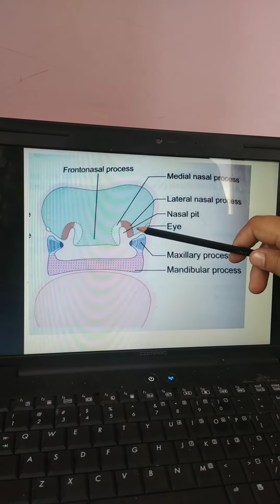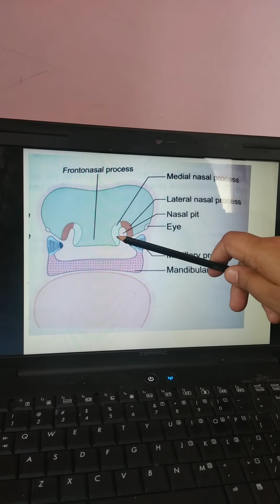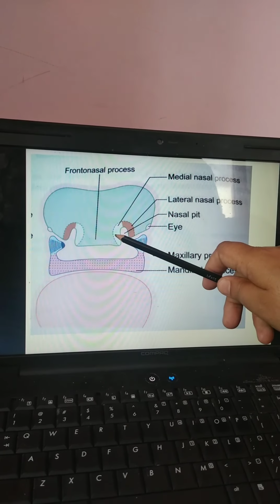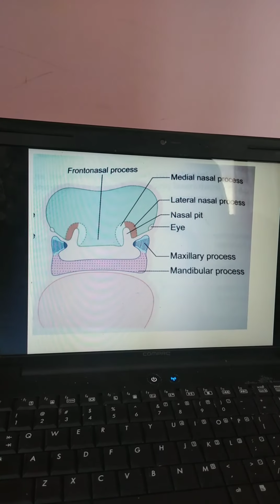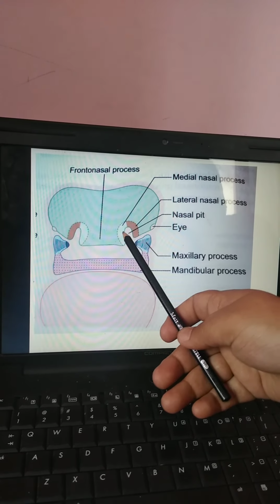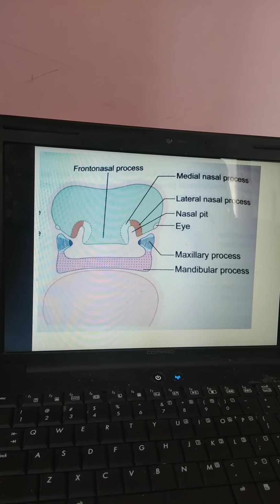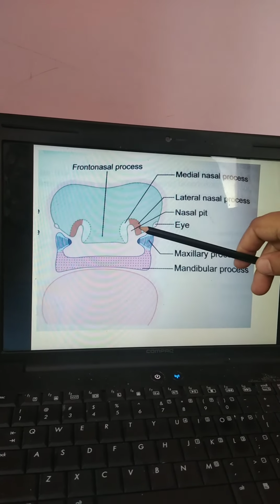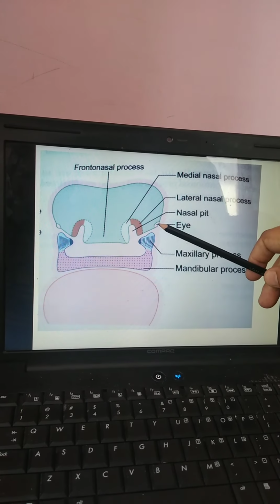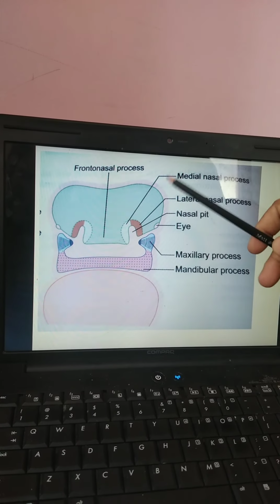The edges of these two pits, so this is the nasal pit, its edge rises up. So we have the lateral nasal process and the medial nasal process. The edges of the nasal pit rise, and laterally it is known as the lateral nasal process, and medially it is known as the medial nasal process. Lateral and cranial to this nasal placode, we have another thickening that is known as the lens placode. This lens placode later on forms the eye.